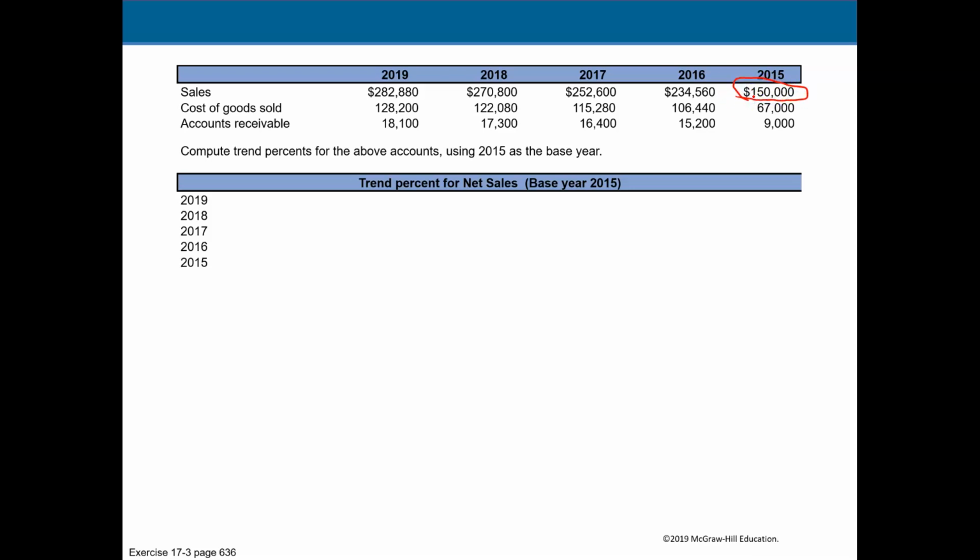So we're looking at $150,000 base year. We will take the current year and divide it by the base year. The current year is $282,880 divided by the $150,000, and you get 189%. So the year 2019 is 189% of the base year. The base year will always be 100%.